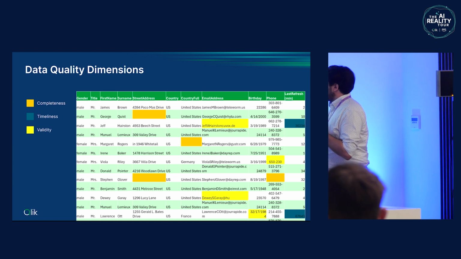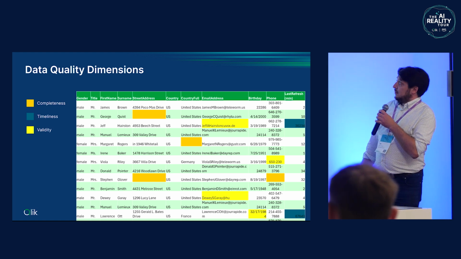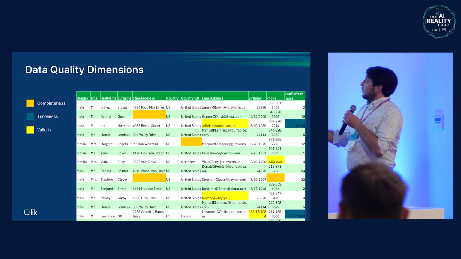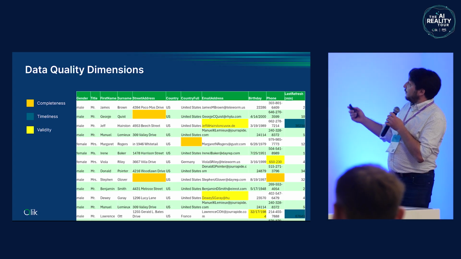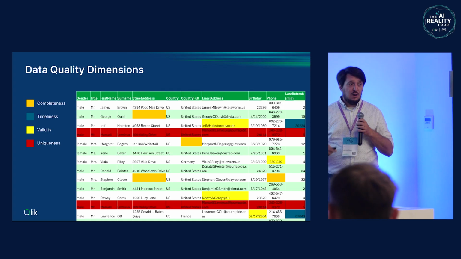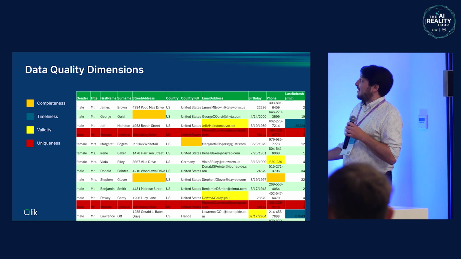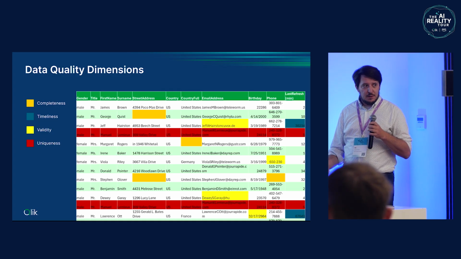Then validity. Some stuff is simply wrong, yeah? So in this case, we have email addresses that are not valid, birth dates that are not valid, telephone numbers that are not valid. What are we going to do with them? Can we repair them? Do we have to get rid of them?